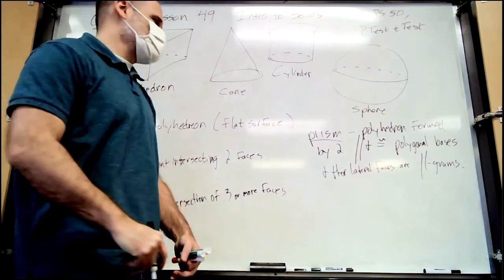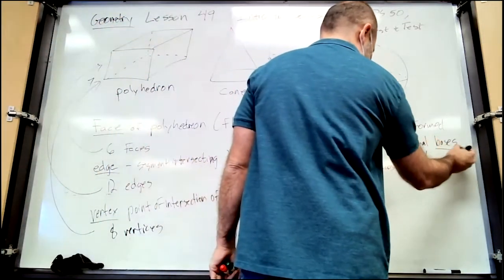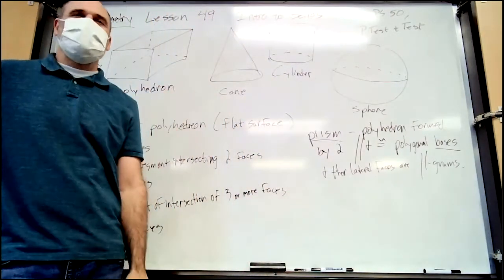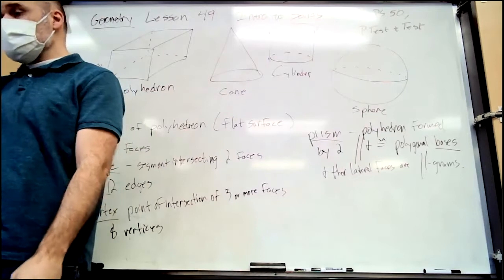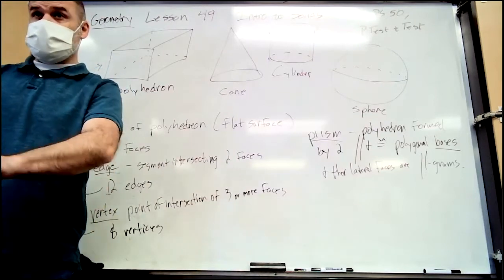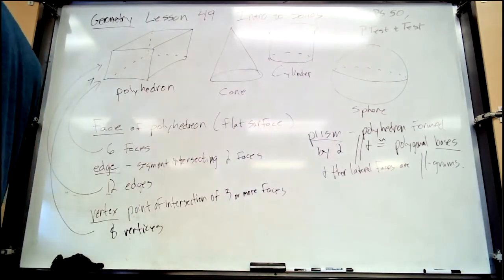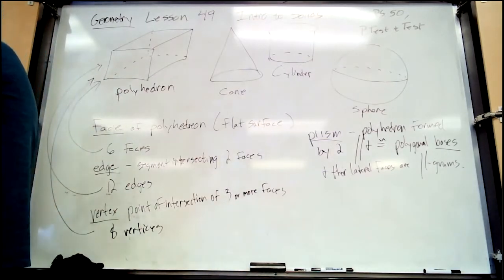Okay, this is another word that you need to know, bases. Those are the two polygonal congruent parallel faces. Usually you find them on the base, the top and the bottom, okay? But sometimes they're side by side or whatever.